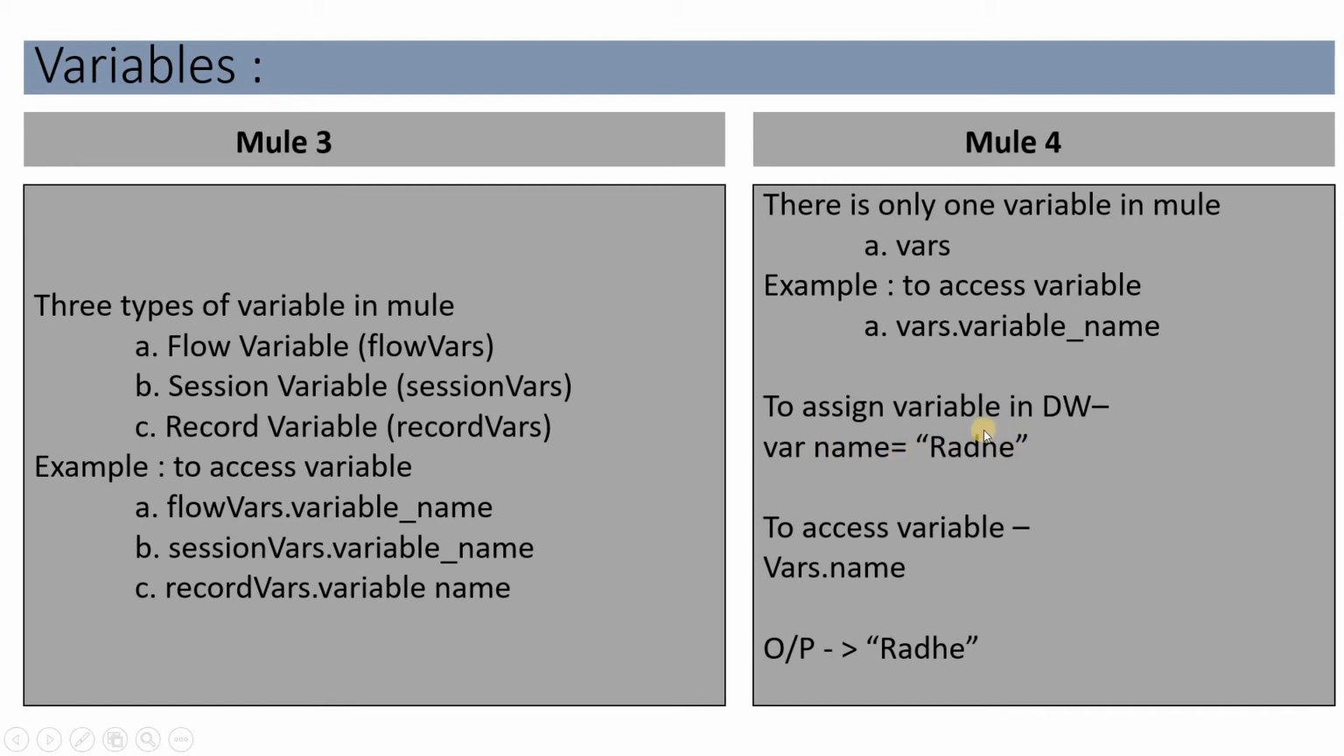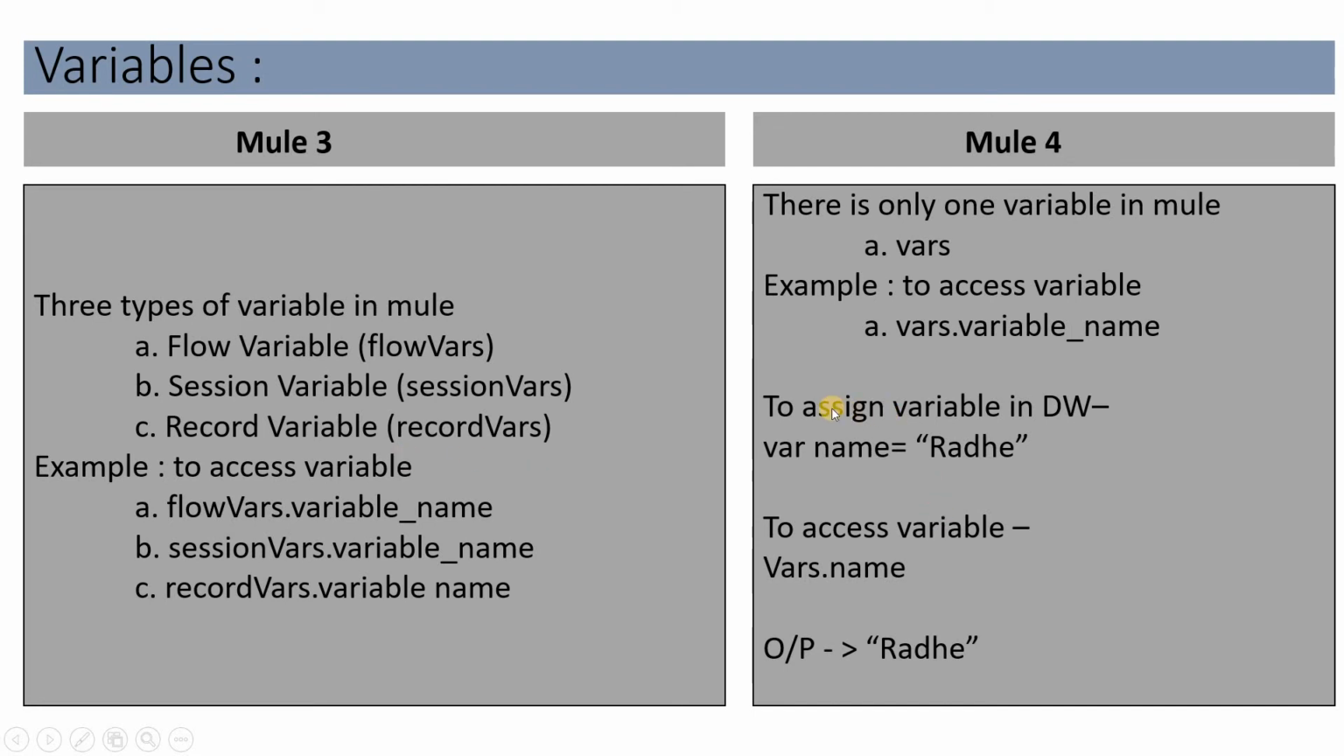So this is the one variable which I'm defining in the data view, and how we can access these variables which we have defined in the data view header. Basically vars.name, where my variable name is name. The output will be whatever value is assigned to that particular variable, and you will get that output in the data view. So this is how we can access the variable.